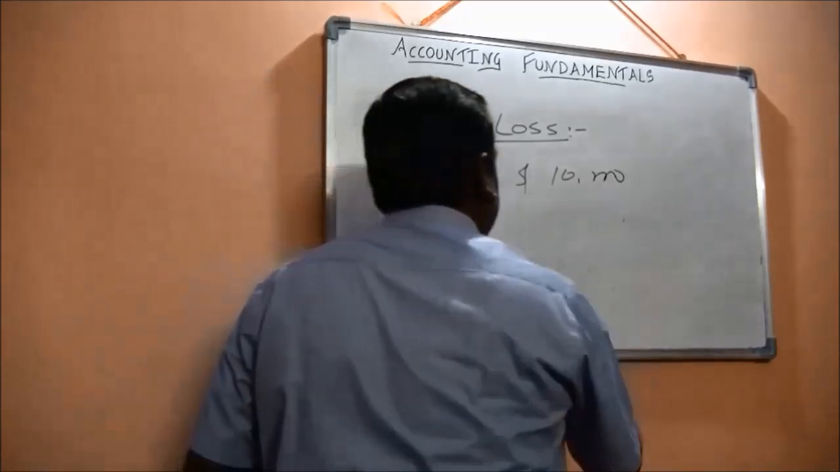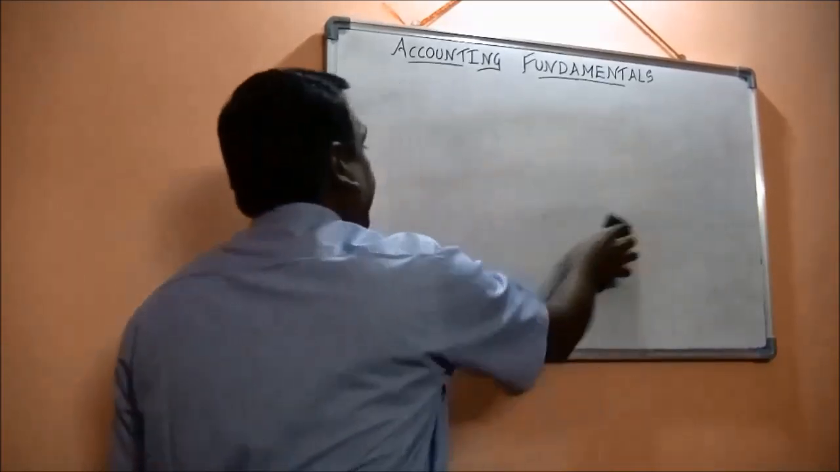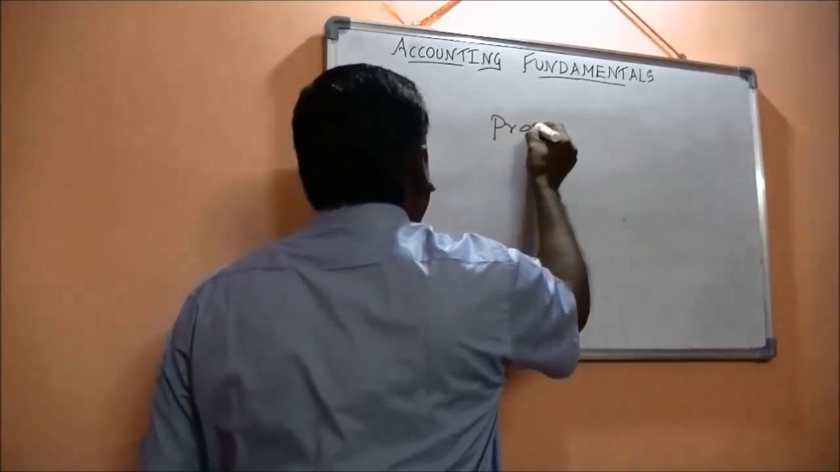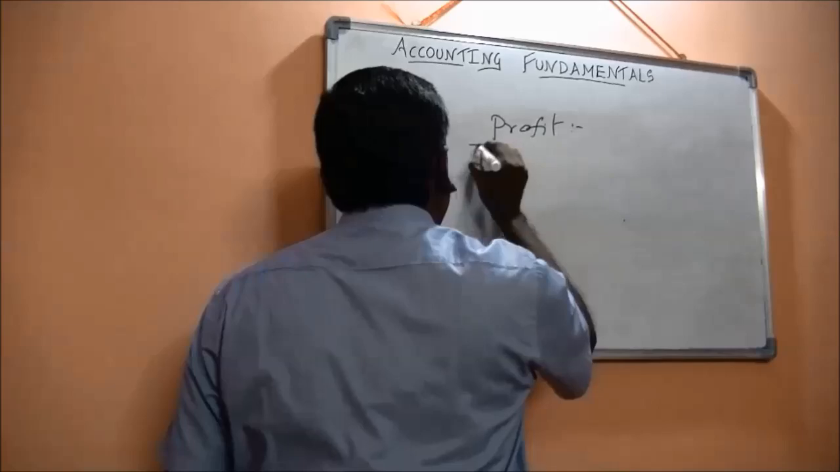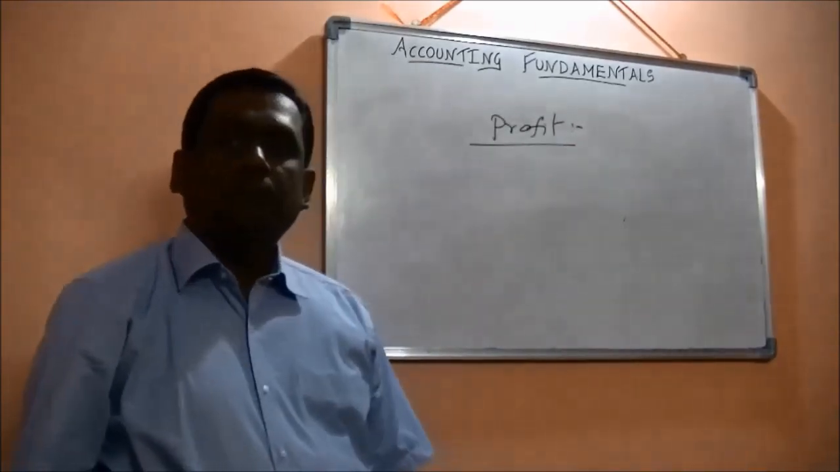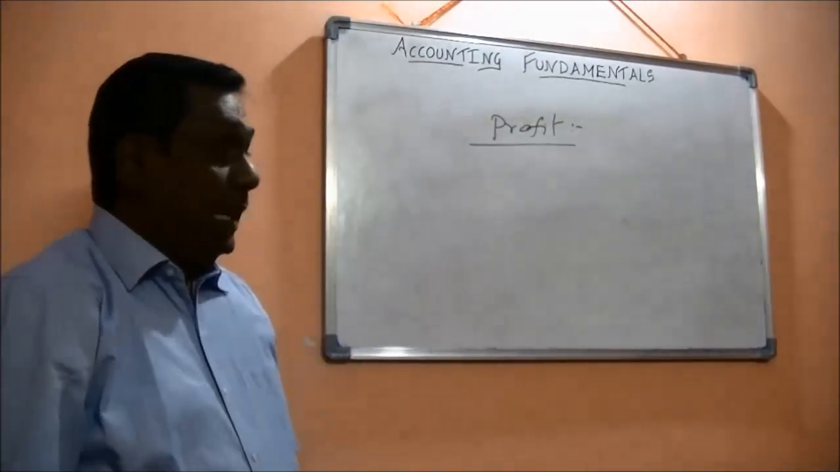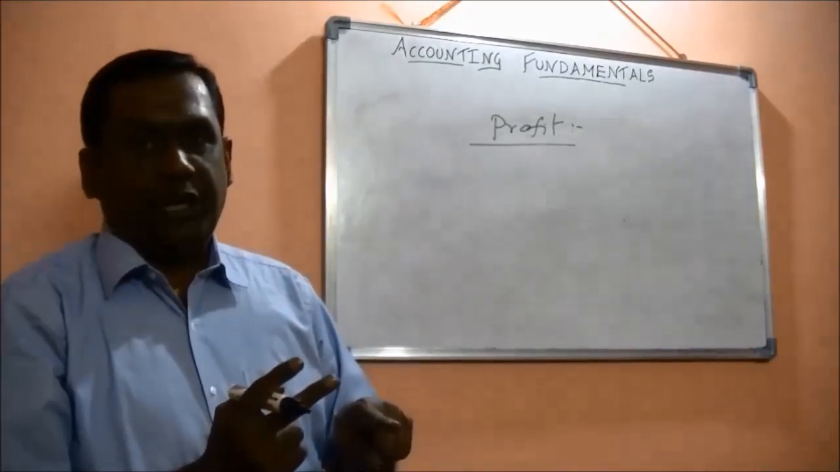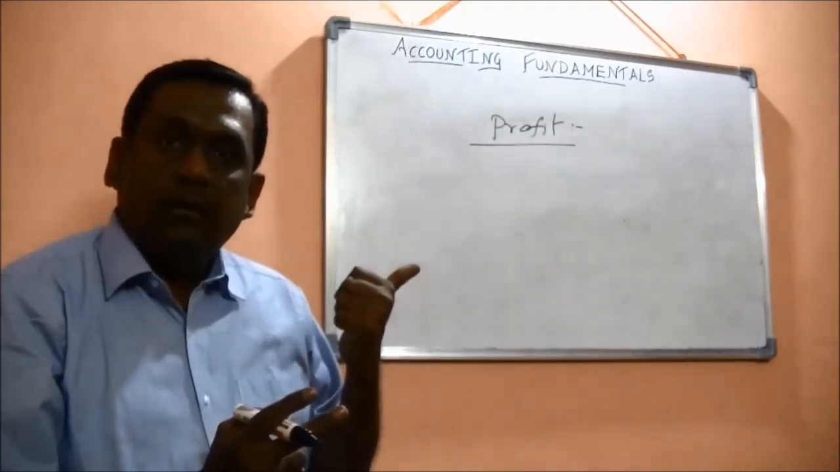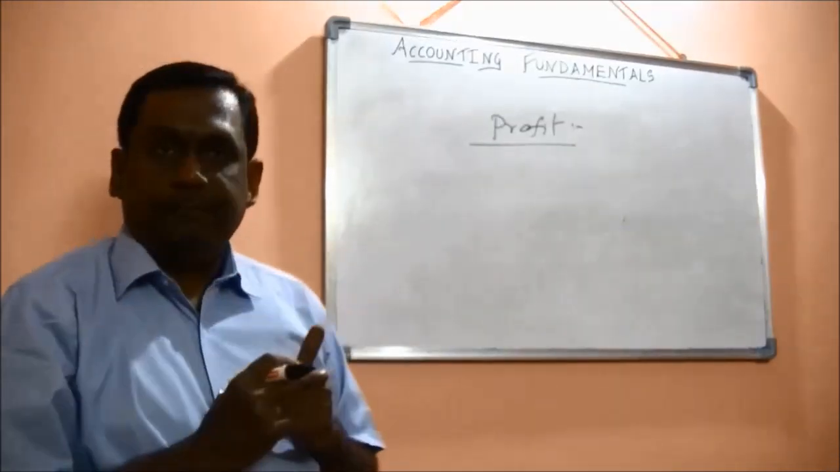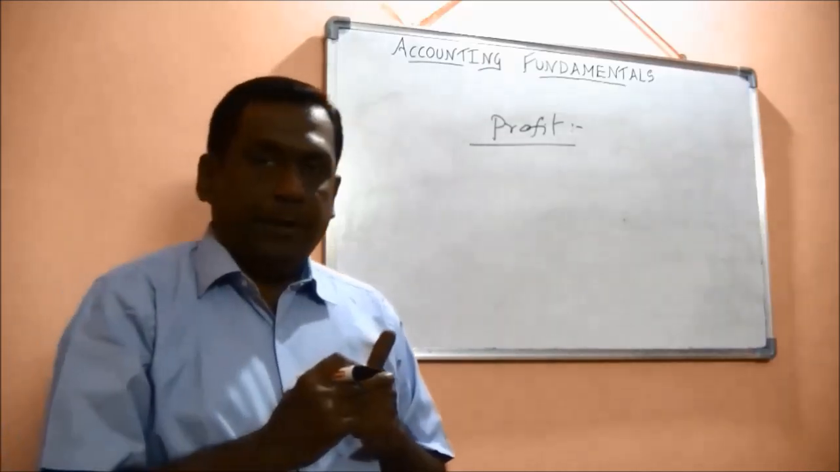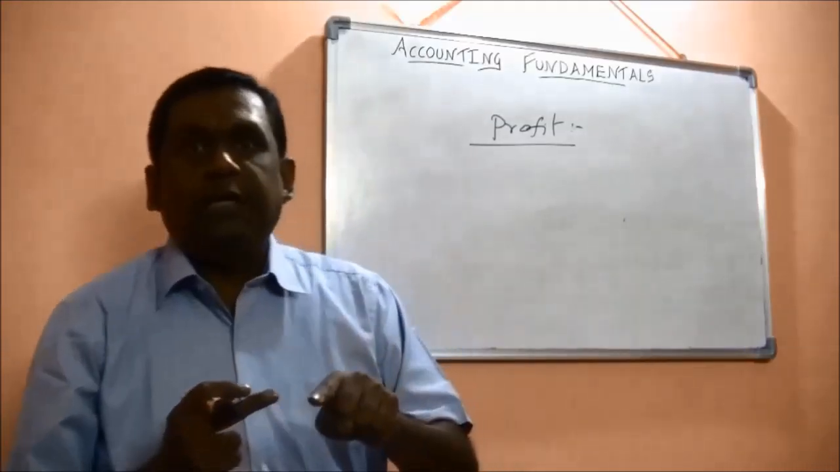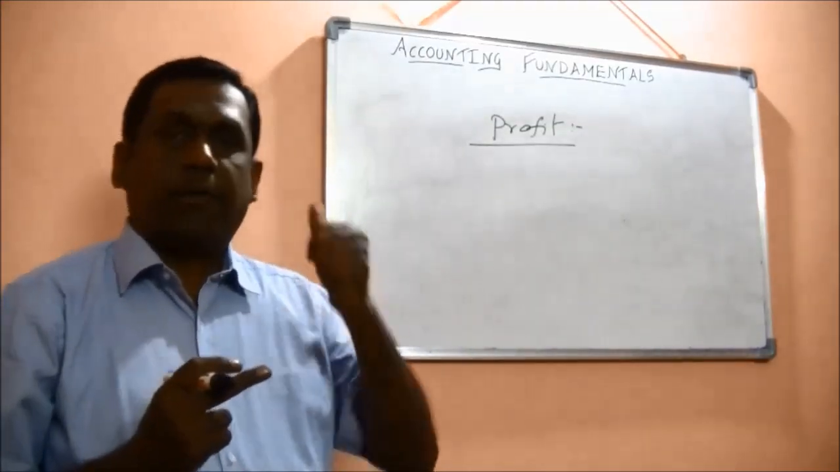Then, profit. What do you mean by profit? Excess of revenue over the expenditure is known as profit. Let me repeat. Excess of revenue over the expenditure is known as profit.